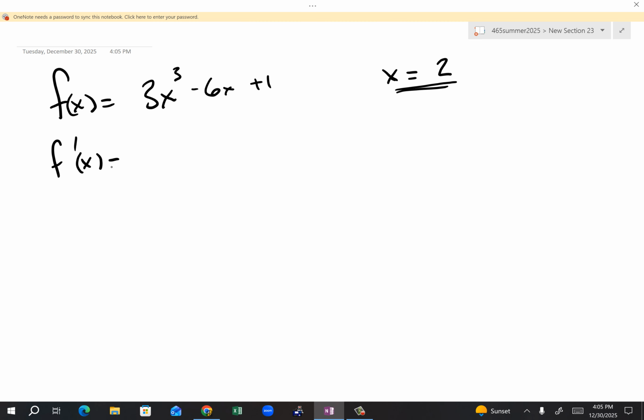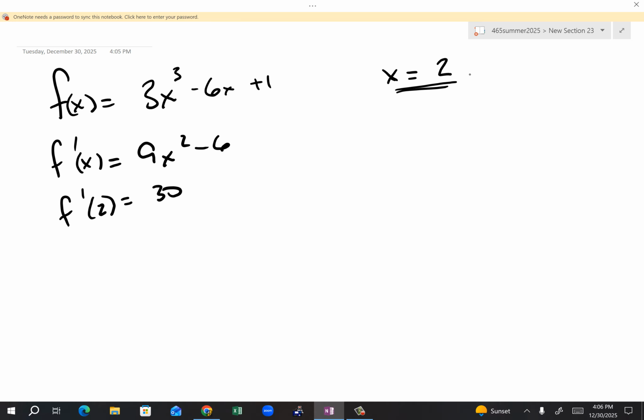So let's say you have this equation: f of x is equal to 3x cubed minus 6x plus 1. We want to find the tangent approximation at x equals 2. It's easy money. f prime of x is 9x squared minus 6. f prime of 2 is 36 minus 6, which is 30. The slope is 30.